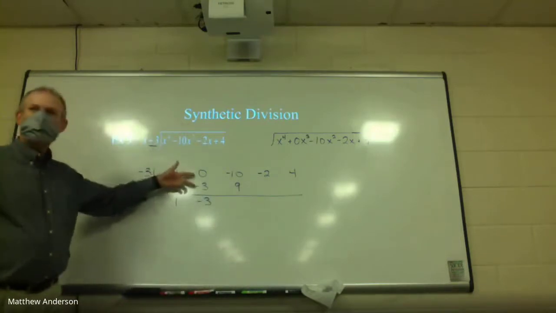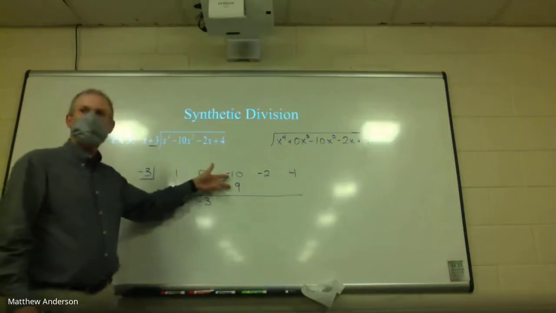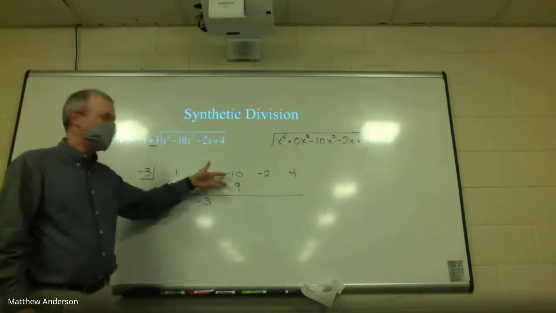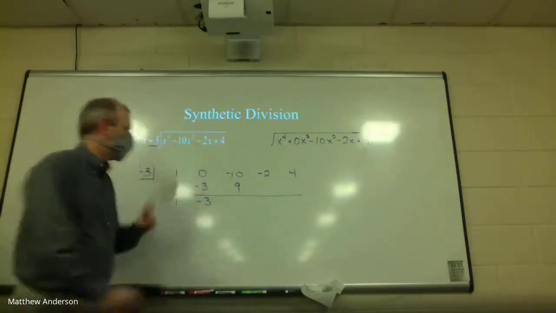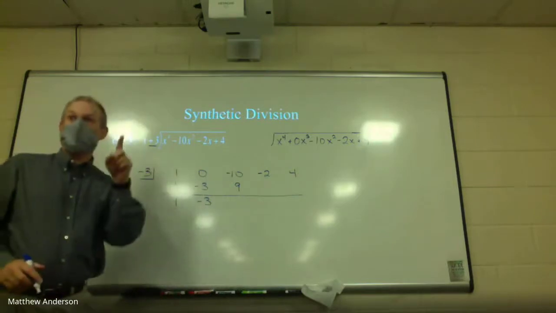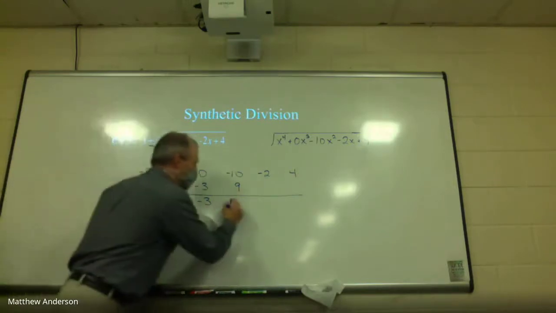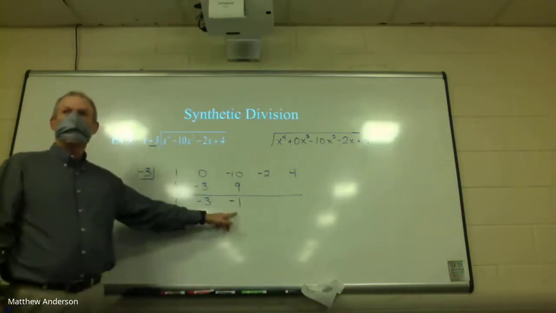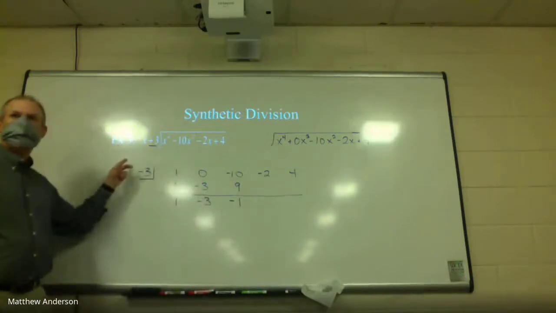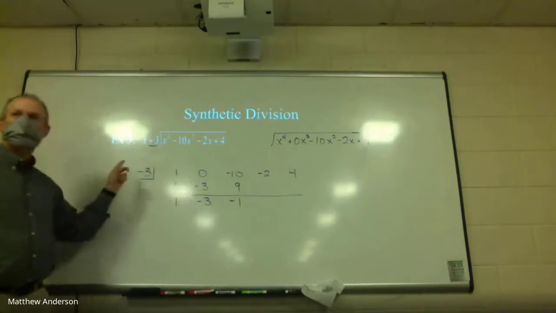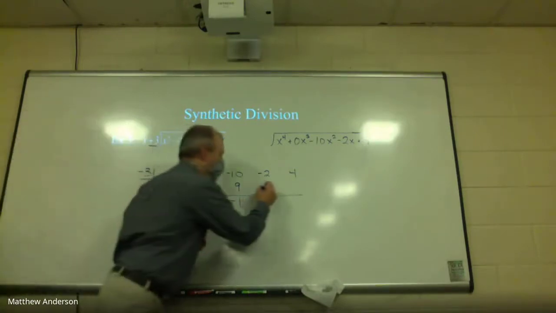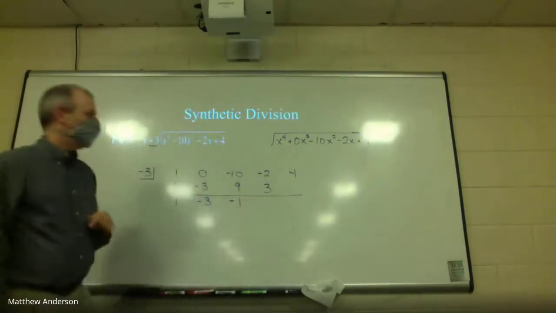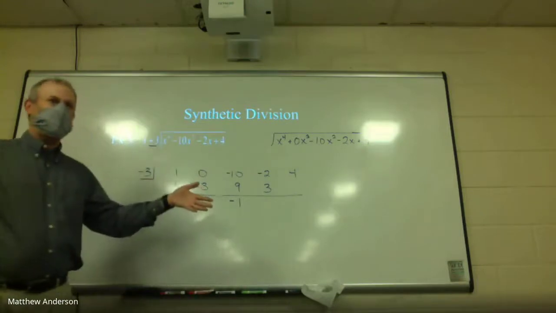Over here, we added these together. We do the same thing. We're going to add these two together. What's -10 plus 9? Sorry, -1, right? The negative one's bigger. Now, what do you think we do with this -1? Multiply by the -3. And what is -1 times -3? +3. And that goes underneath the -2. We add those two together, and what do we get?